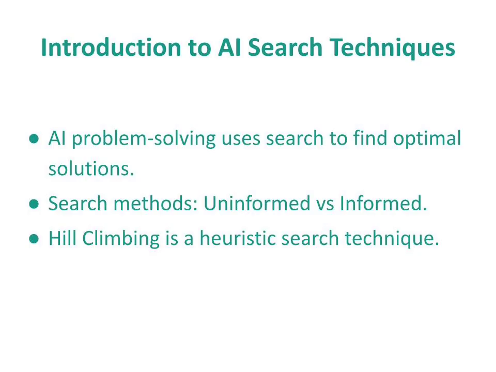Introduction to AI search techniques. In artificial intelligence, most problems can be viewed as a search through a space of possible solutions. There are two main types of search: uninformed search and informed search. Hill climbing is a heuristic search technique. It uses feedback from the environment to guide the search toward the best solution efficiently.